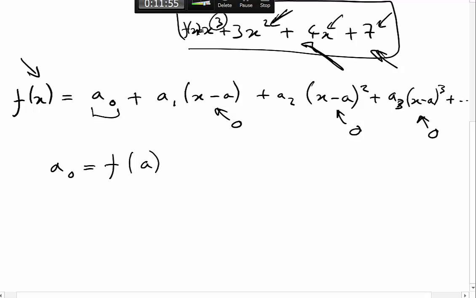Now, how am I going to obtain a1? How am I going to obtain this one here? Well, I can obtain it by finding the derivative.